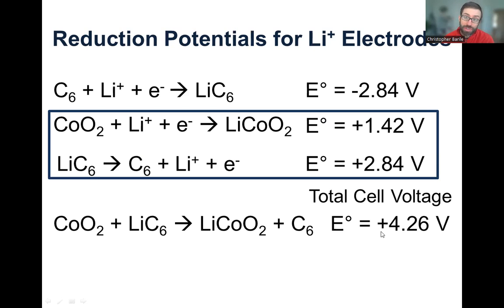That's under standard conditions, which means 1 molar of the reactants at standard temperature and pressure, okay? So if we built a battery under standard conditions with these electrode materials, our open circuit potential, if everything was done correctly, should be 4.26 volts. That's what this means, okay?